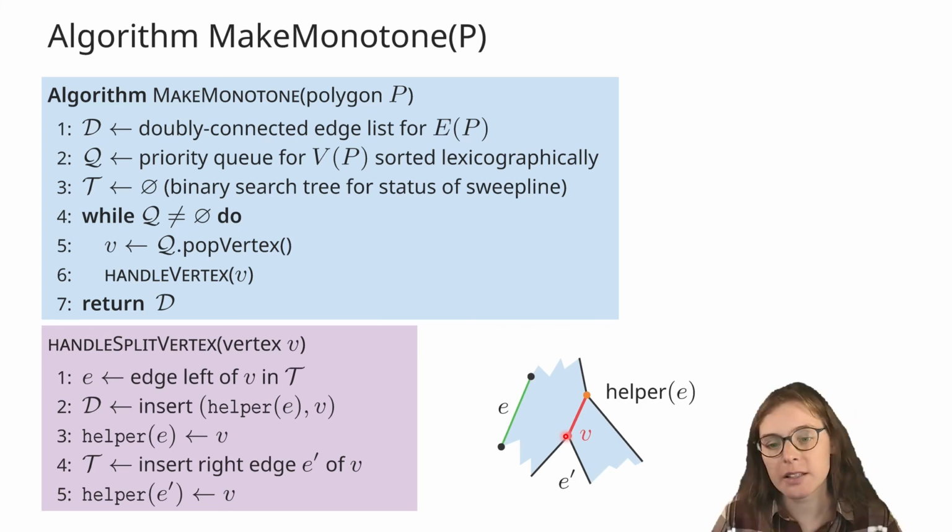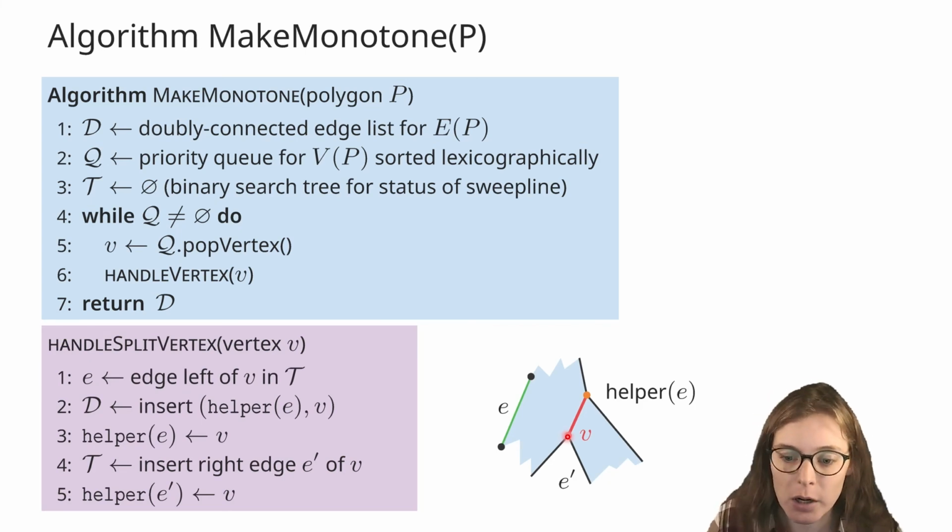Now, if V is a split vertex, as said before, we're going to go through its left edge E and connect V by a diagonal to the helper of E. We then will insert the right edge E prime into the status structure T to designate the new component, and we're going to update the helper of E to be V, and we will set the helper of E prime to again point to V.